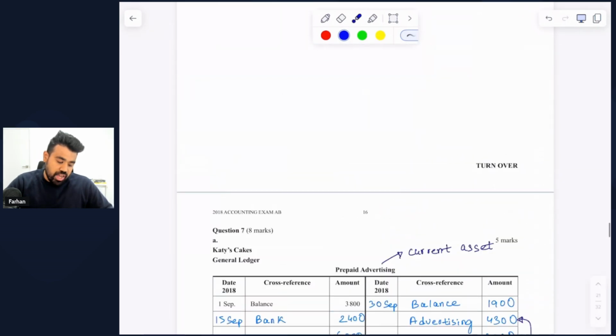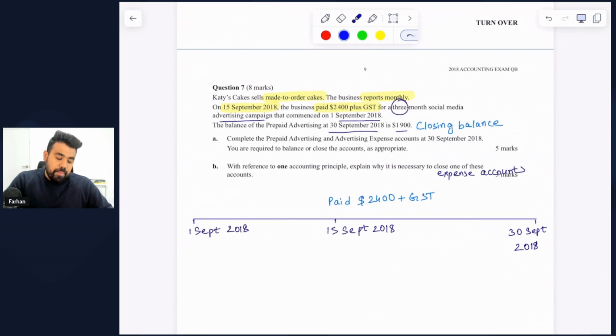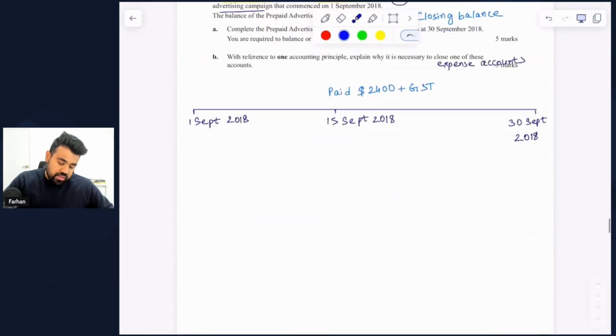Now, if you check the question again, you can see that the advertising campaign started on 1st of September 2018, which the business paid $2,400 for a 3-month term on 15 September 2018. What this means is that on 30 September 2018, when we had a closing balance of $1,900, this still hasn't been expensed or consumed by the business. This $1,900 at 30 September 2018 for prepaid advertising refers to the economic benefit in terms of advertising that the business is still yet to use or consume for generating more revenue. So that is why prepaid advertising is a current asset account.